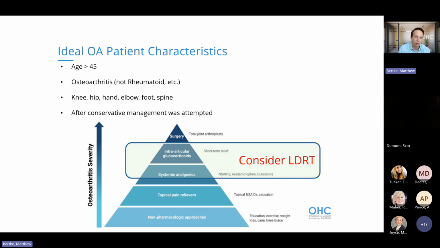Ideally, we're treating patients that are older just because we want to make sure that we are minimizing risk of radiation to patients that are younger, even though there isn't any documented evidence of causing a malignancy or problems. And most osteoarthritis is in older patients as well, just with normal wear and tear with age.